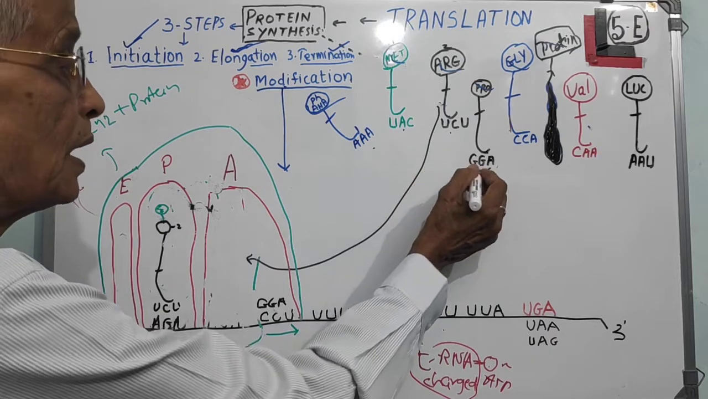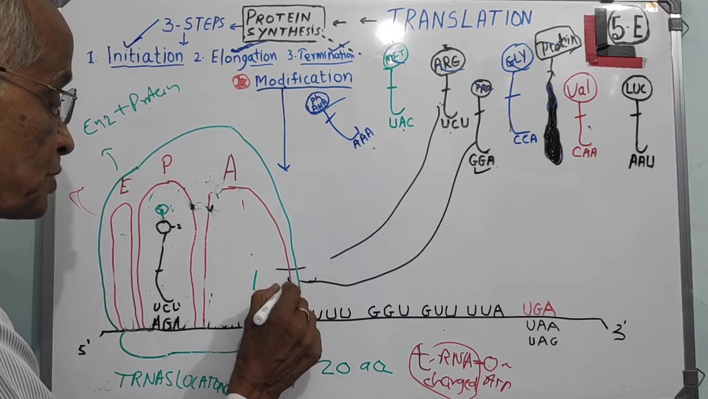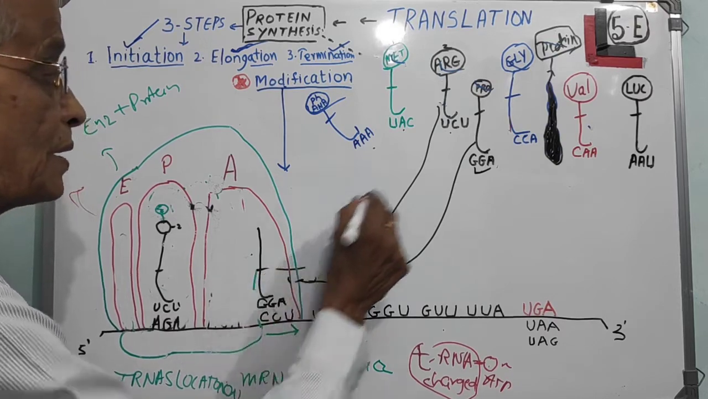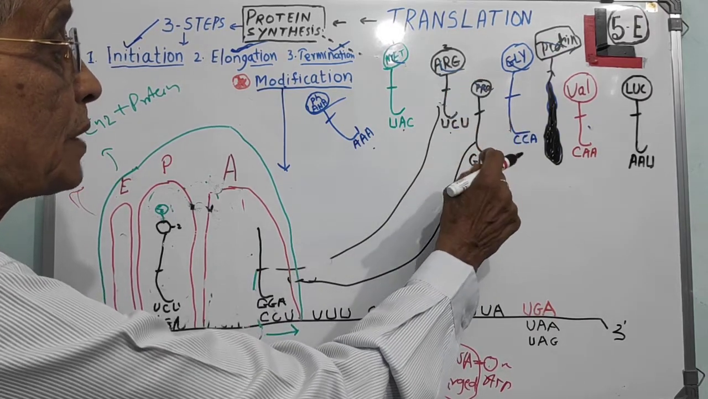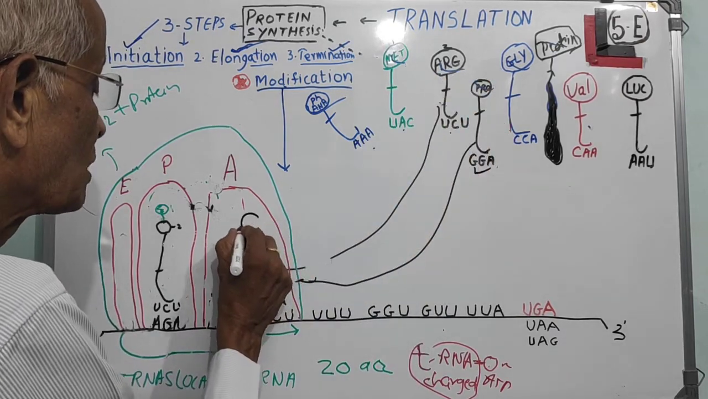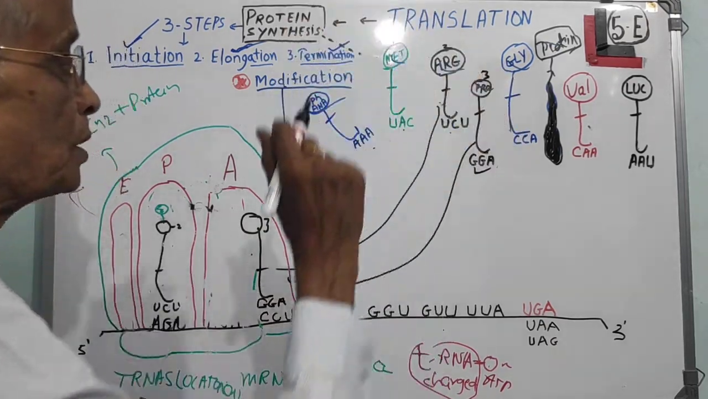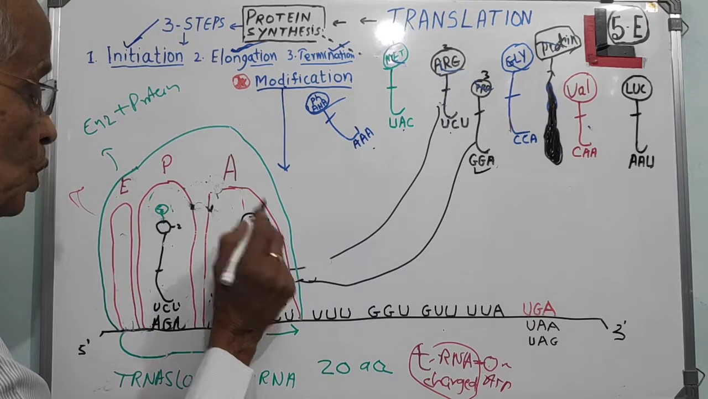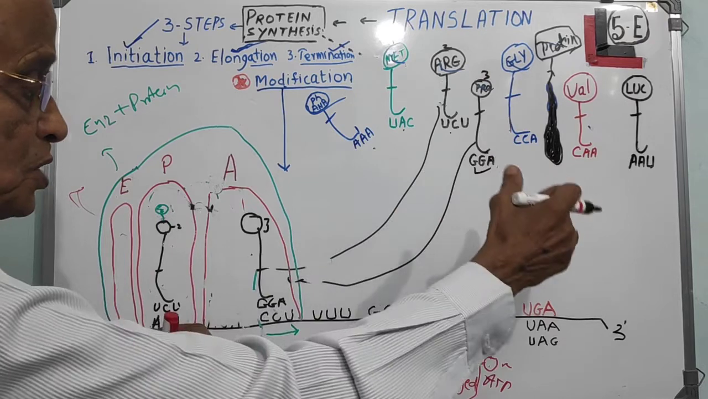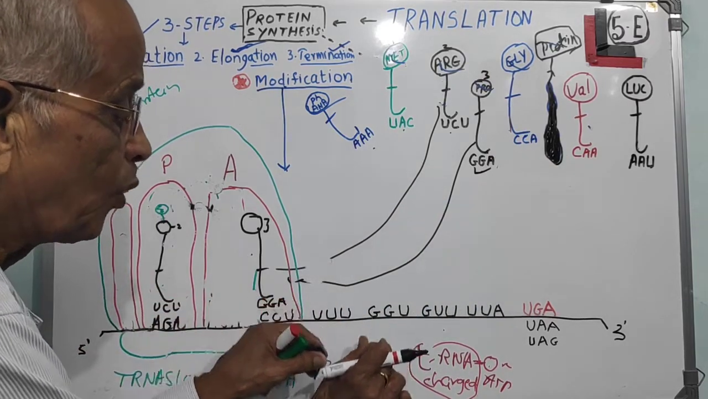And this is the one that will now move into this A site. When the GGA comes to the A site, it will contain what we have moved now, that is proline. That is number 3. We shall call it number 3. So 3 has moved in, and that is the proline. So the charged tRNA molecules will move one after another as the mRNA keeps moving one above the other.